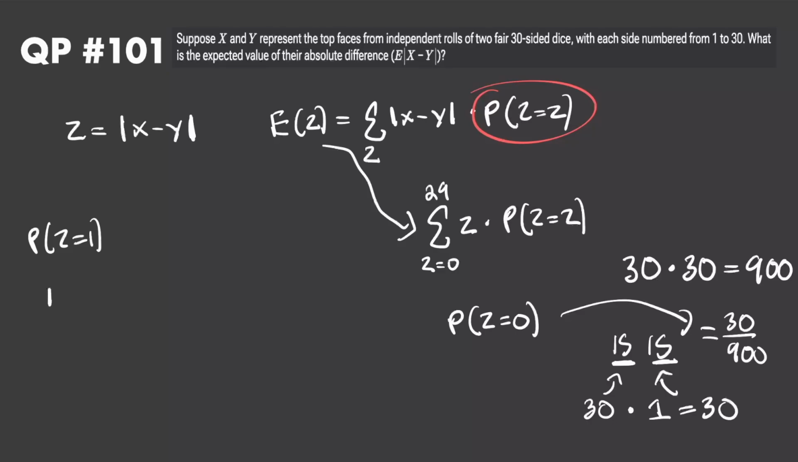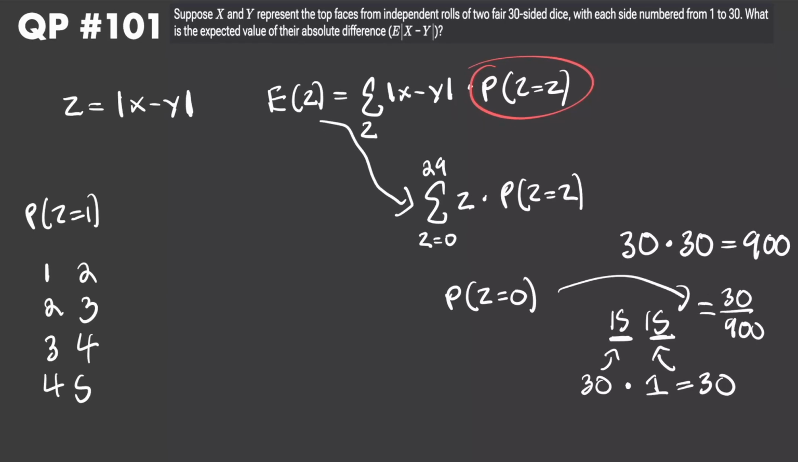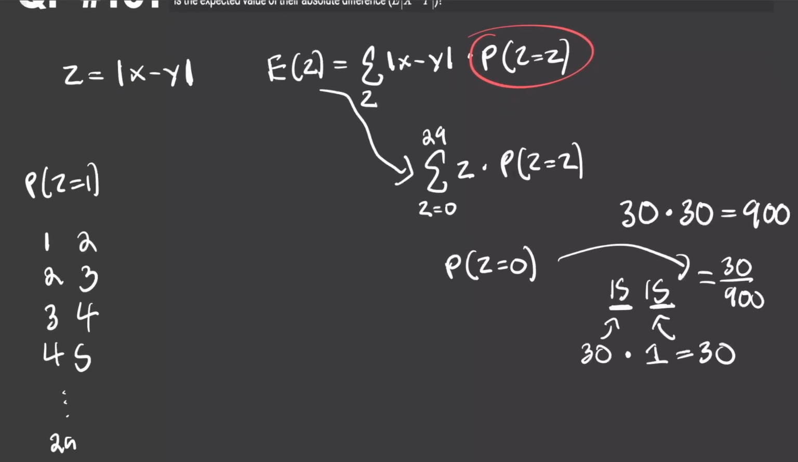So I either have 1, 2, or maybe I have 2, 3, and then maybe I have 3, 4, 4, 5, all the way up to 29, 30, right? So these are all the possible roll combinations that have an absolute difference of 1.